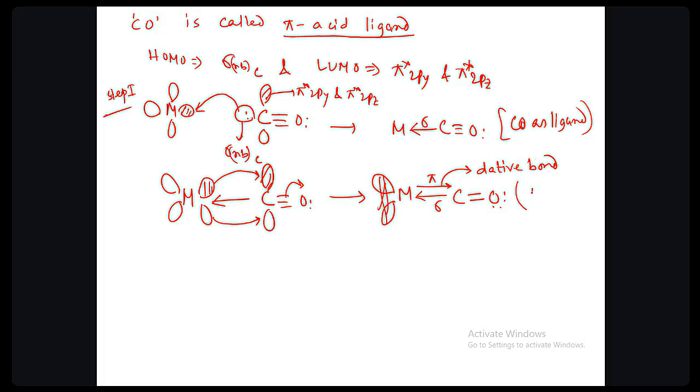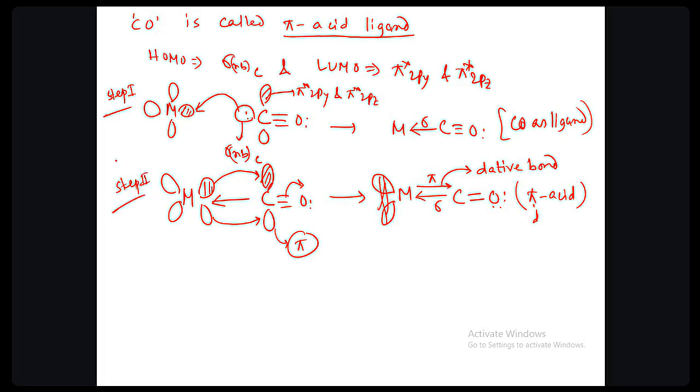So here, pi acid ligand. Why pi acid ligand? Because carbon accepts an electron pair into its pi orbital. That's why it is a pi acid ligand. It can accept an electron pair. Where does it accept? It accepts into the pi orbital. And these phenomena occur simultaneously. This is step 2.